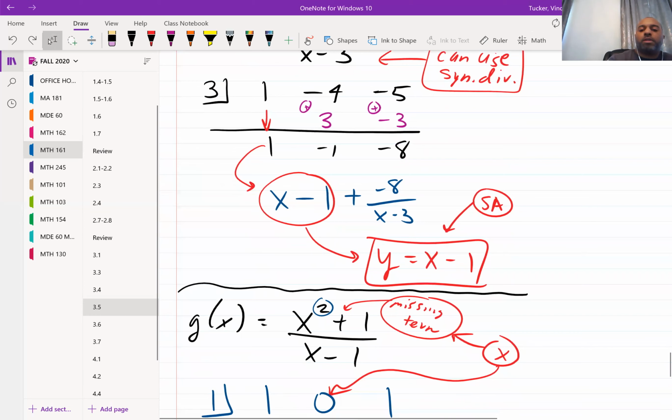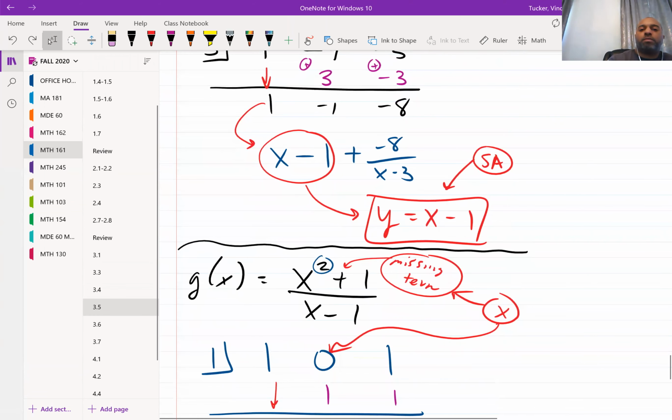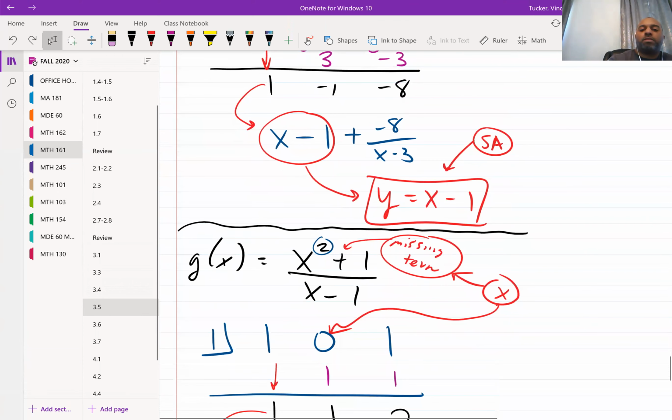All right, got one more. Okay, before I scroll up, same type of deal with g of x. We have x squared plus 1 over x minus 1. I decided to use synthetic division again, because we have x minus 1. Use the opposite, which is positive 1.